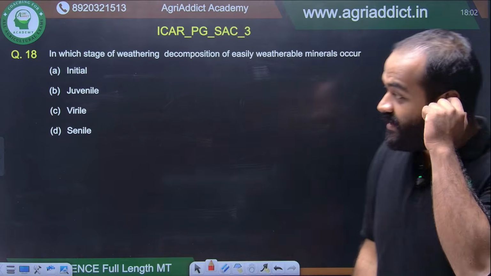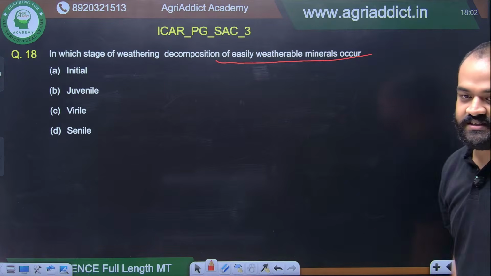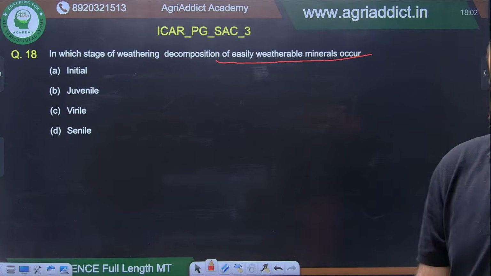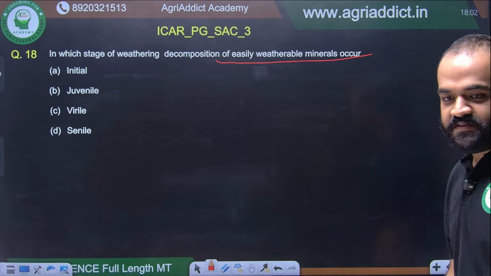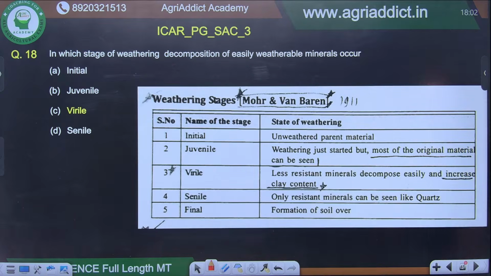Moving on. In which stage of weathering decomposition of easily weatherable minerals occurs? Yes, Bipin Yadav, it is option C. Yes, you are correct. इसमें और ज़्यादा कुछ बोलने का भी है नहीं. These are very simple questions. No, Nikhila, it is not B. It is not B.